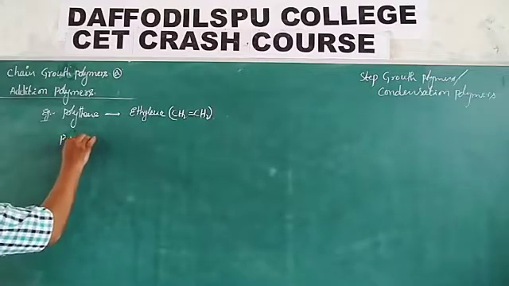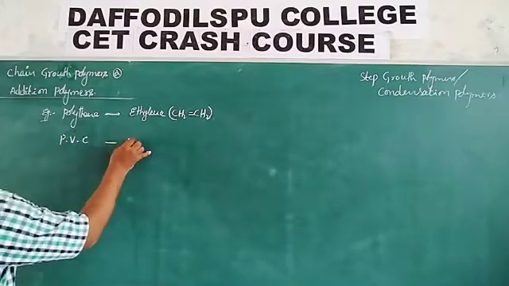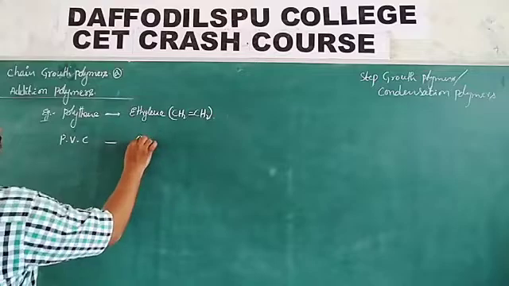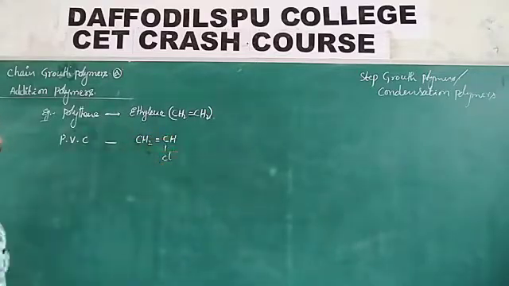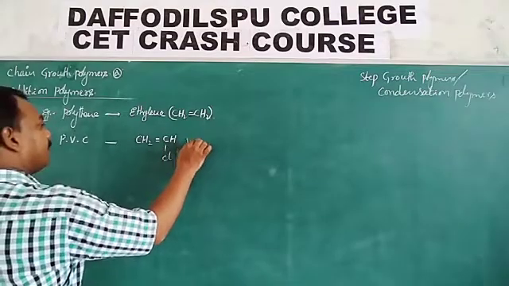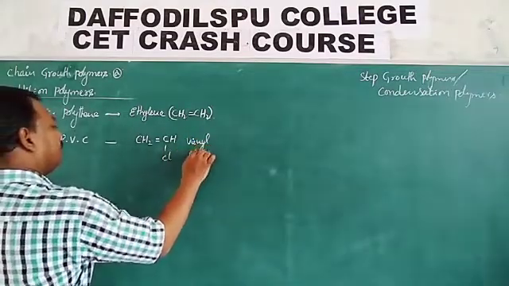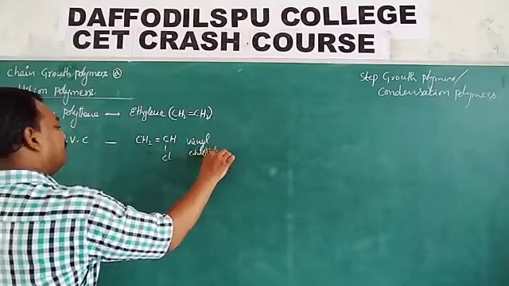Next, PVC, polyvinyl chloride. In polyvinyl chloride, what are the monomeric units? Vinyl chloride. Vinyl chloride is the monomeric unit.